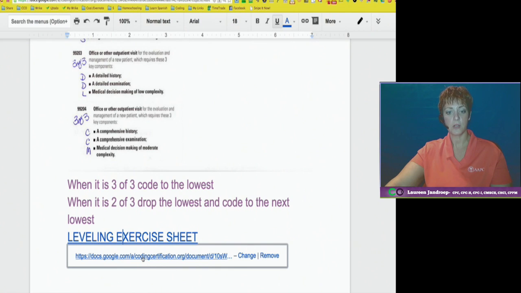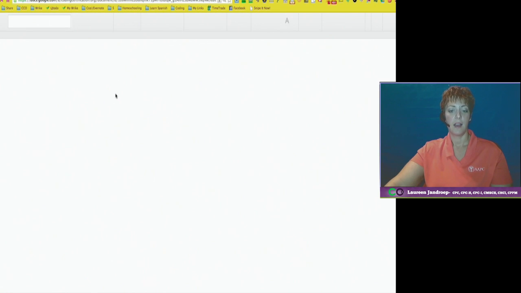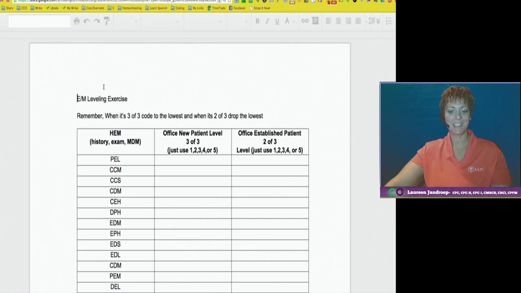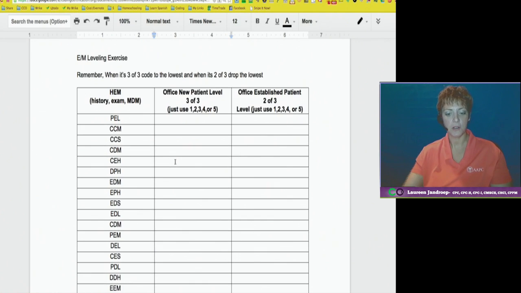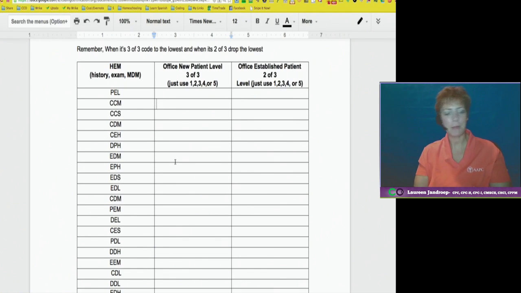This is a leveling exercise that I've been using since 1999 to teach E&M coding. And it really works. Now, I tell the students when we first start doing this, they're like, what? And they're looking at each other's paper. But after about 10 minutes of doing this, all of a sudden they're like, oh, I get it. And it just starts clicking. So if it's not clicking for you in this small little segment, really it's a good system. Get the on-demand class and really work it out, and you'll see the light bulb will go off.